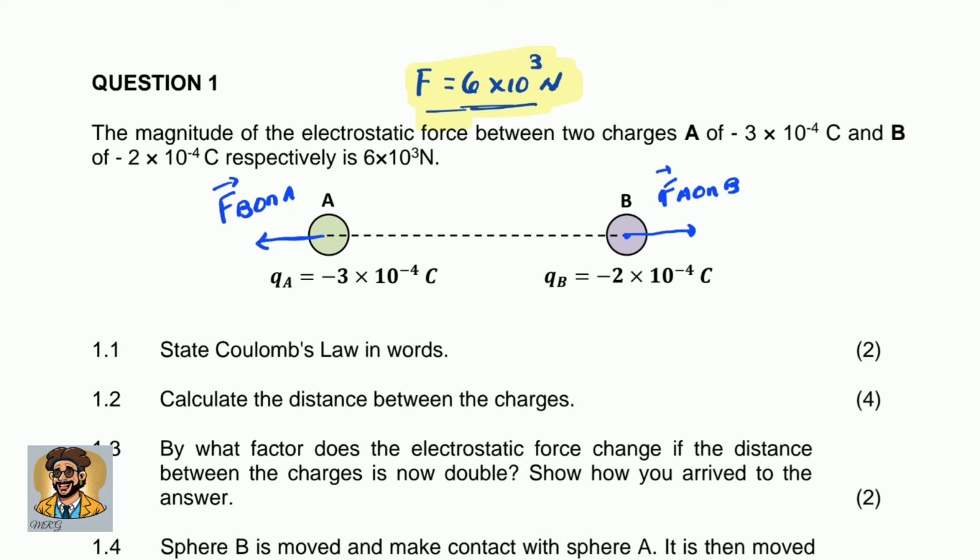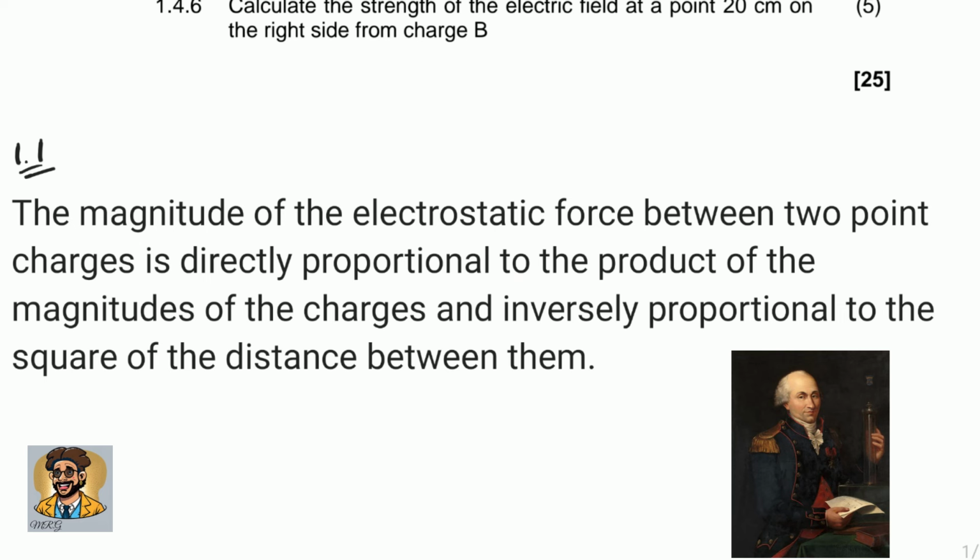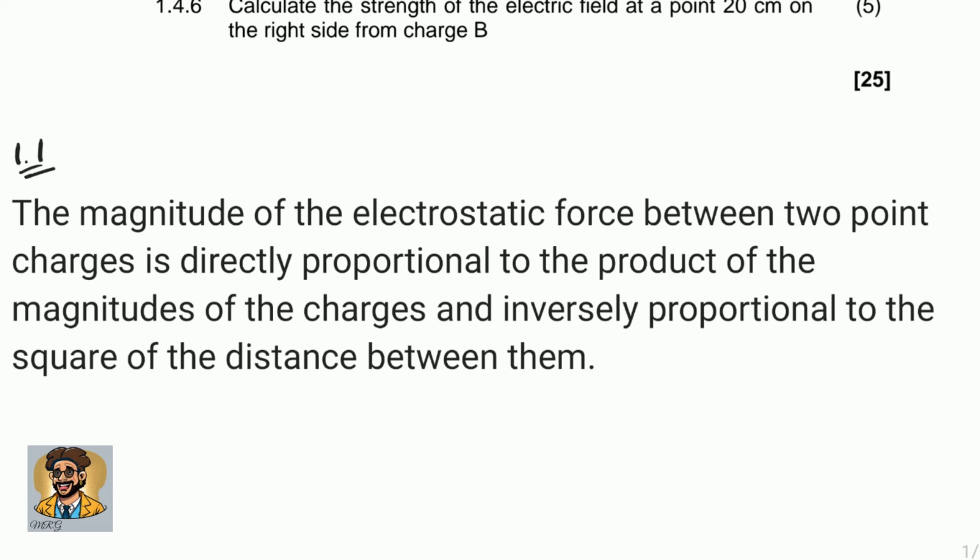Now question 1.1 says state Coulomb's law in words. Coulomb's law states that the magnitude of the electrostatic force between two point charges is directly proportional to the product of the magnitudes of the charges. If you say that, you'll get 1 mark. I recommend you write everything, but this is the most important part. You cannot mess up here. And this is the second part: the electrostatic force is inversely proportional to the square of the distance between them.